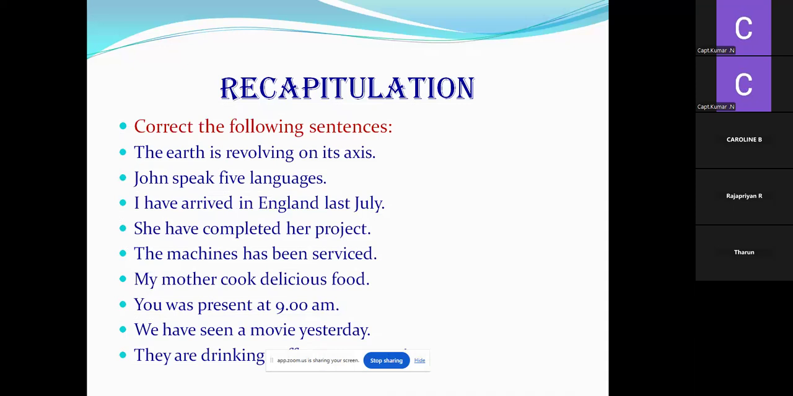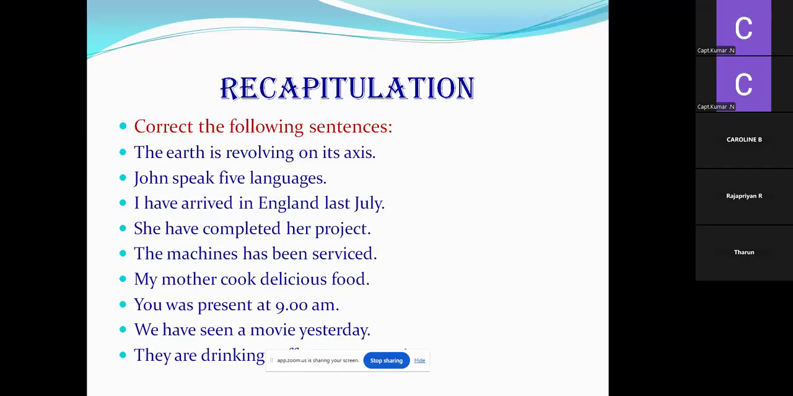Let's see the next one. We have seen a movie yesterday. Can you identify the tense? See, it is mentioning yesterday, the time of action, past action. That's very clear. But it is mentioning the time, but the verb is in present perfect tense. Have seen is present perfect tense.